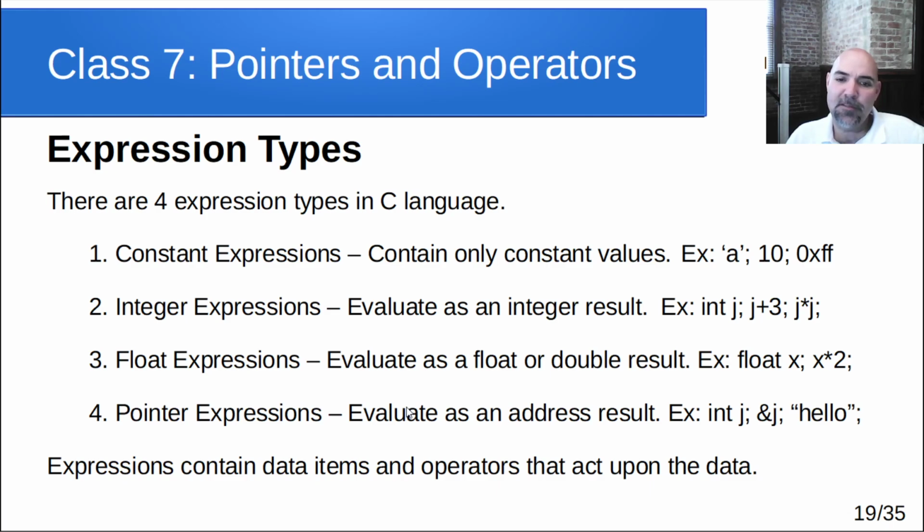The last one is a pointer expression, which is why we covered pointers earlier, and that is anything that evaluates as an address. So for example here, integer j, ampersand j, that evaluates as an address. One interesting thing that you may not have realized: when I put something in double quotes, that actually evaluates as an address too. And we'll see that again when we talk about strings in a few classes. But notice this double quote hello just simply evaluates as the address of where in memory this string hello is. We'll come back to that later.